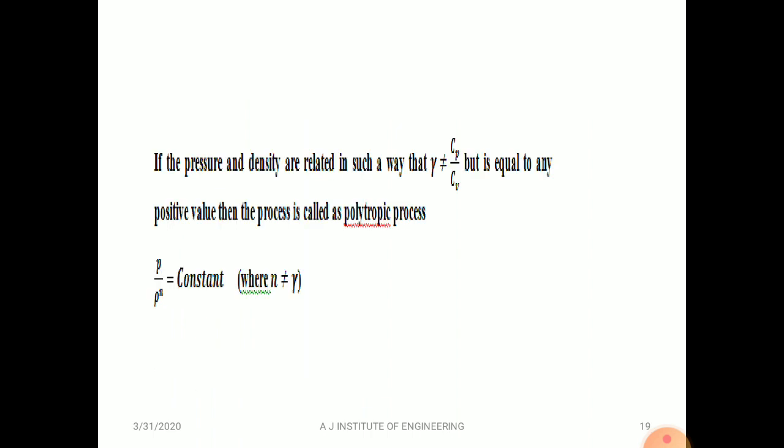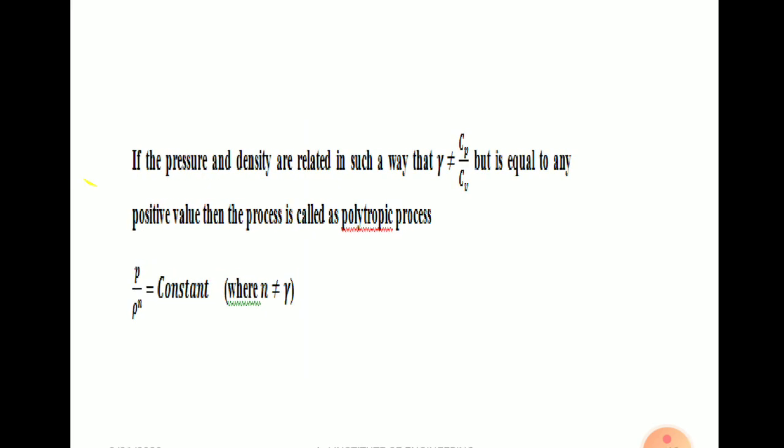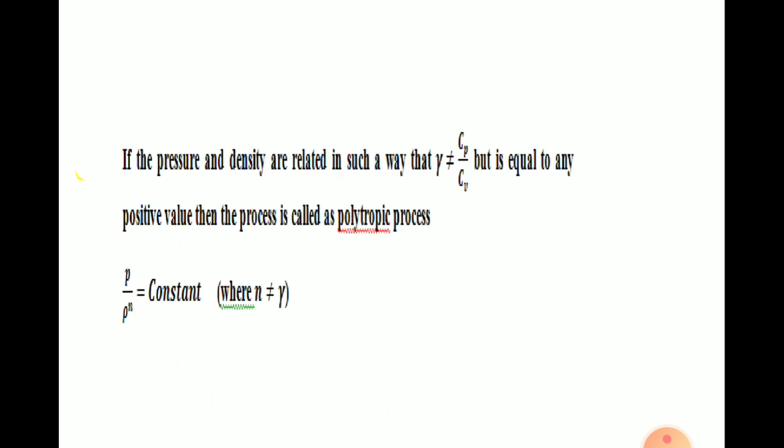If the pressure and density are related in such a way that the exponent is not equal to gamma, that is not equal to 1.4, but equal to any positive value other than 1.4, then the process is called a polytropic process. For example, PV to the power 1.3 equal to constant. This 1.3 is not equal to 1.4, so this process is called a polytropic process with polytropic index 1.3. So P by rho to the power n equal to constant, or PV to the power n equal to constant, where n is not equal to gamma.